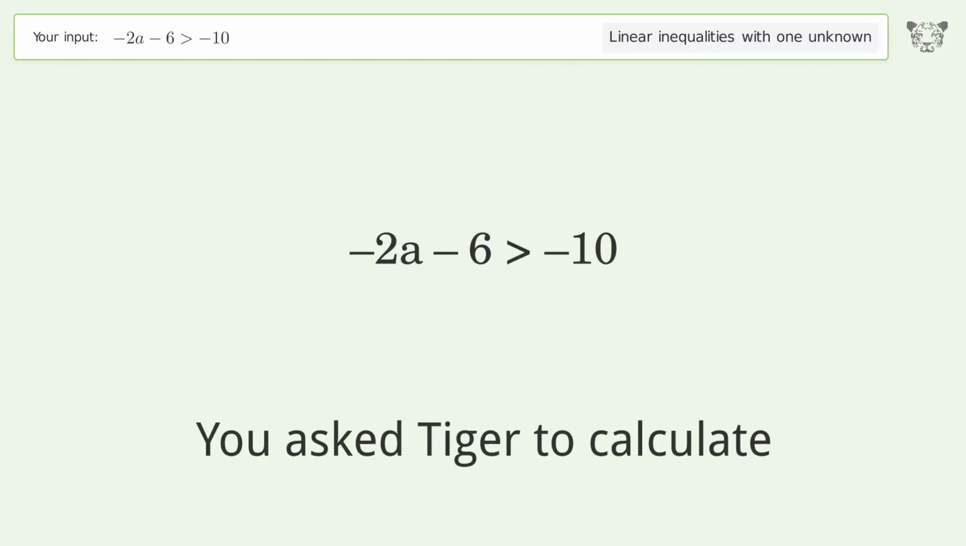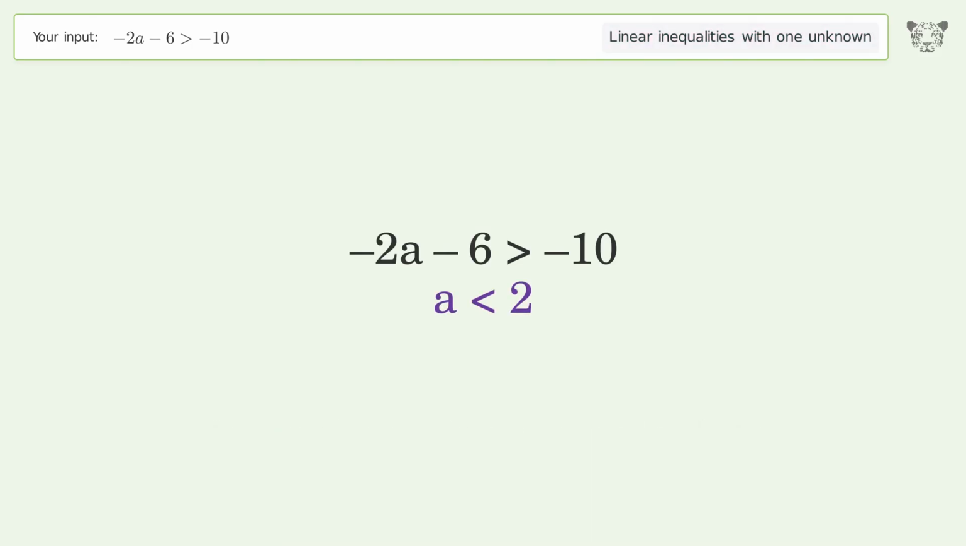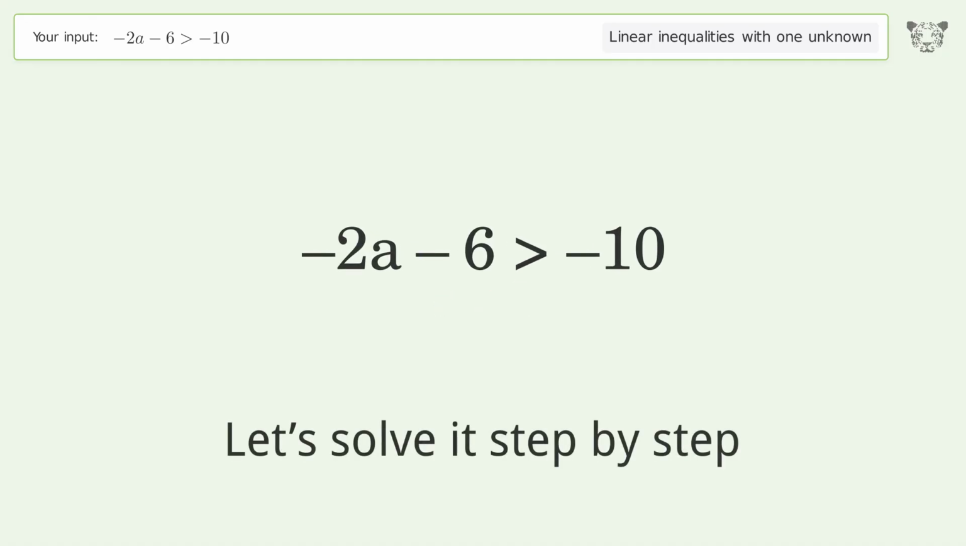You ask Tiger to calculate. This deals with linear inequalities with one unknown. The final result is a smaller than 2. Let's solve it step by step.